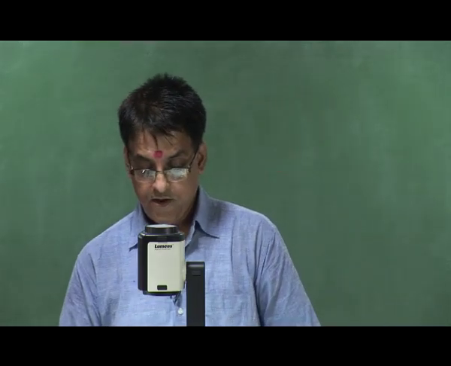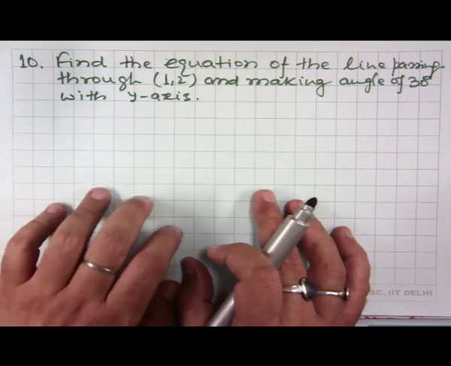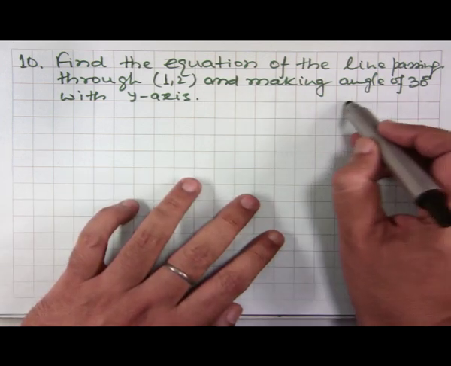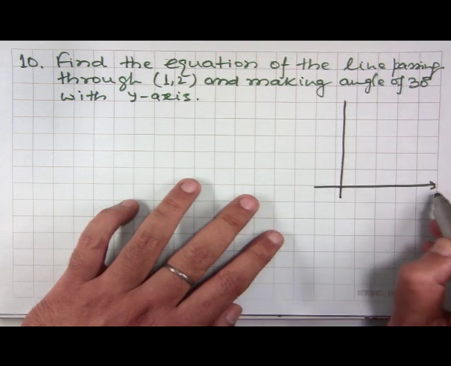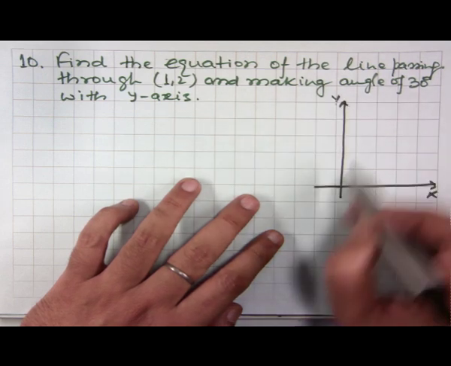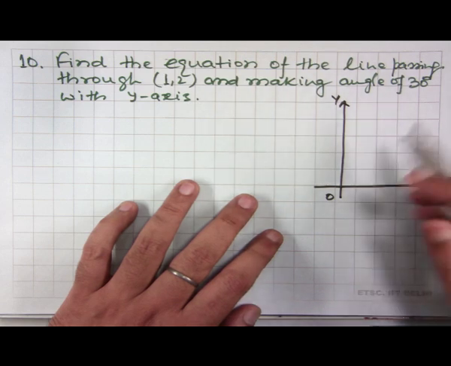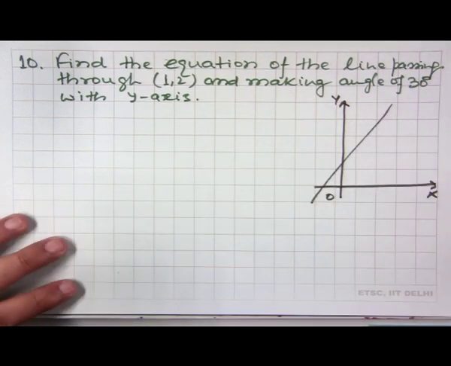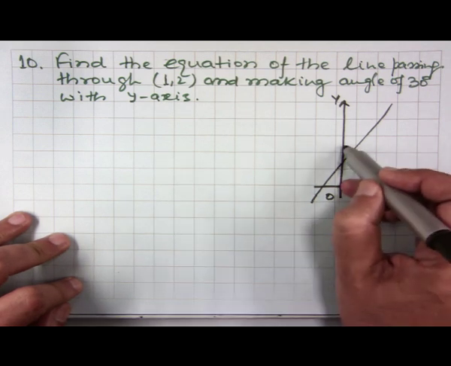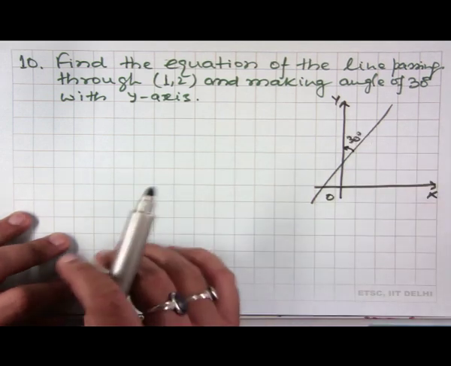Now find the equation of the line passing through (1, 2) and making an angle of 30 degrees with the y-axis. So what is given? This is the x-axis, this is the y-axis, and this is O. This line makes an angle of 30 degrees with the y-axis. It means the situation is like this. So this angle is 30 degrees.